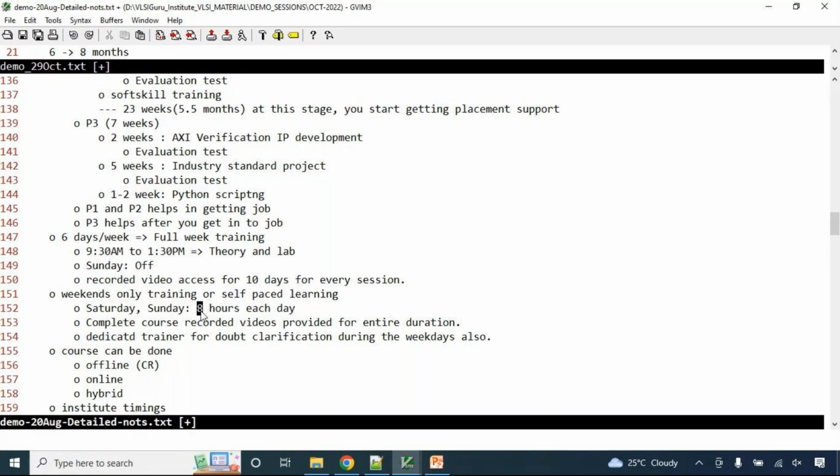The problem with 8 hours is, most of these people are already working, right? They will be working 8 to 9 hours per day, and on top of that, if I keep a full schedule on Saturday and Sunday, they won't have time for any personal thing. And it's not a 1 week thing, it's not like a 2 week workshop and done. It almost goes for 7 months, and keeping that busy schedule throughout 7 months is not possible. Many times we lose focus. So rather, we only have 4 hours per day, with complete course recorded videos provided for the entire duration.